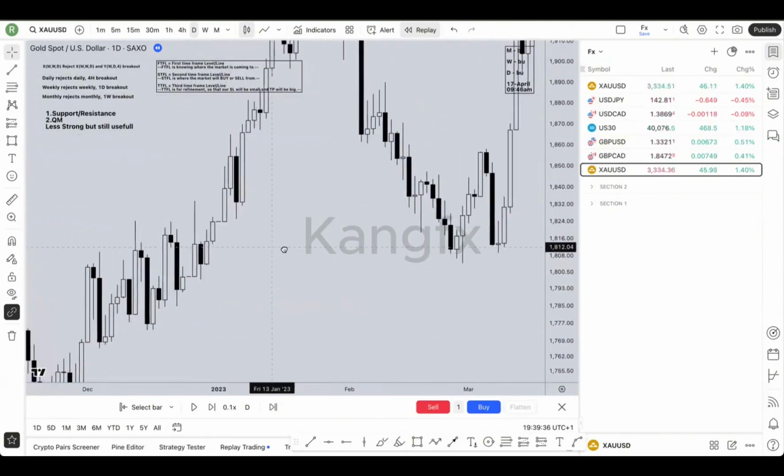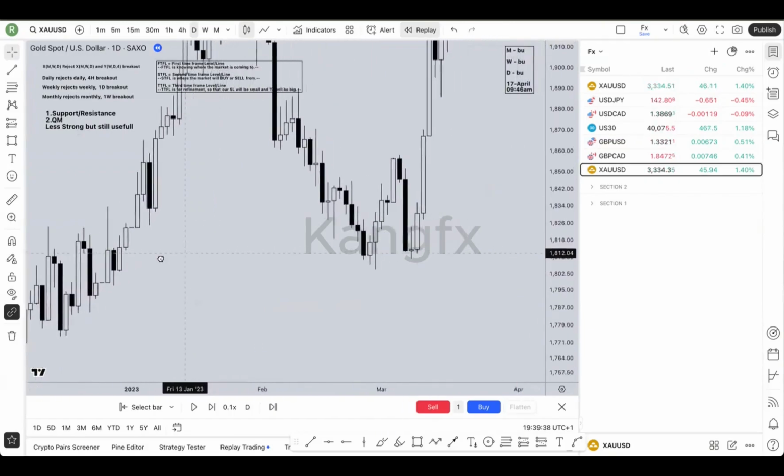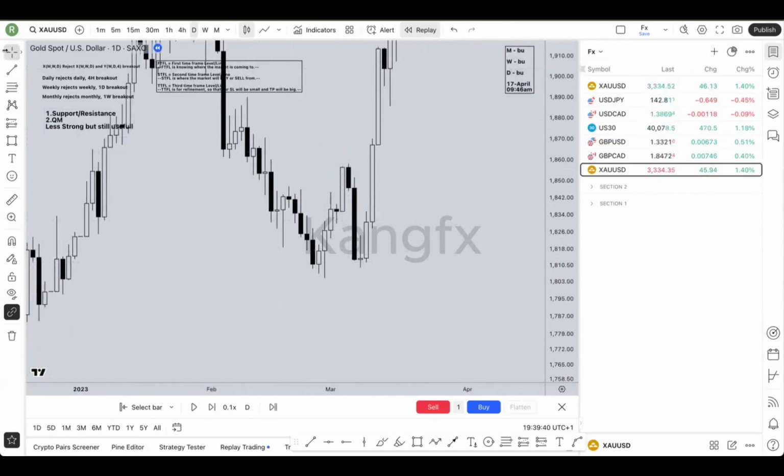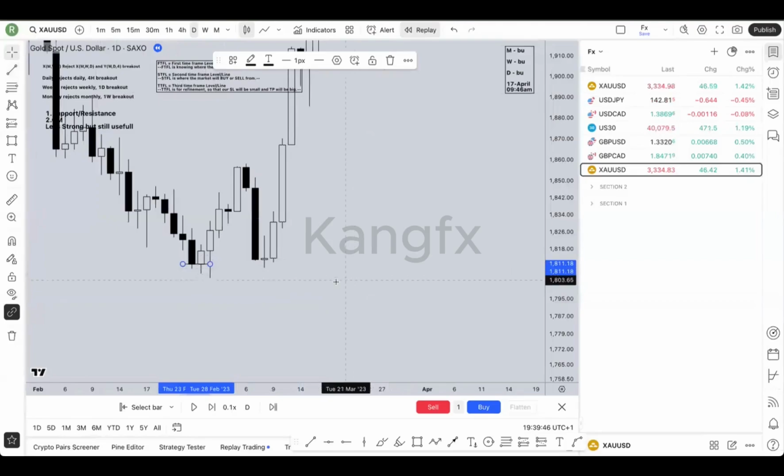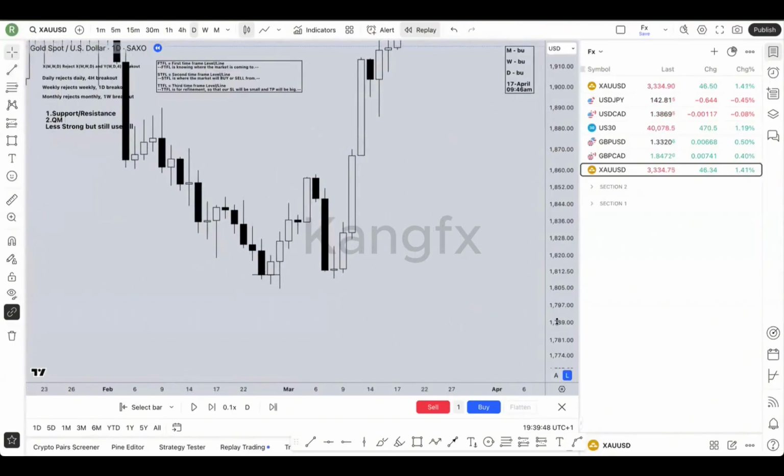I think this very one, some of you might have a lot of questions to ask. We have another one here. Remember, this is daily reject daily. Remember, it works the same thing with weekly reject weekly. So I'm just using daily. It works the same thing on all time frames.